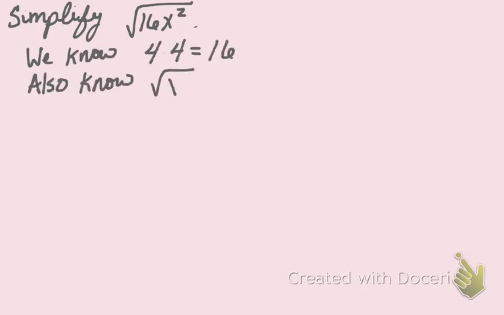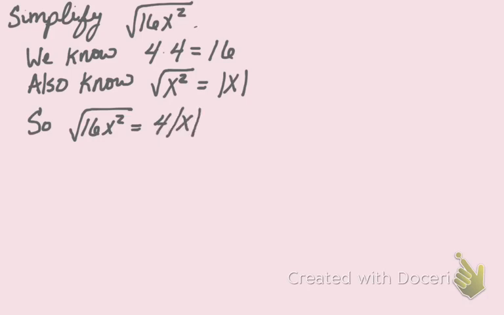So let's say we want to simplify the square root of 16x squared. Well, we know that 4 times 4 equals 16, and that last rule gives us the square root of x squared is the absolute value of x. So the square root of 16x squared equals 4 times the absolute value of x.